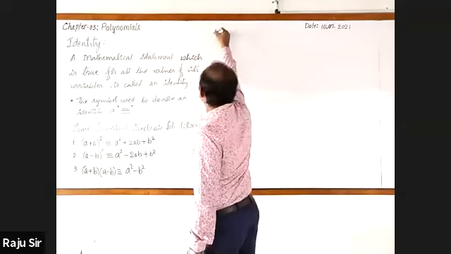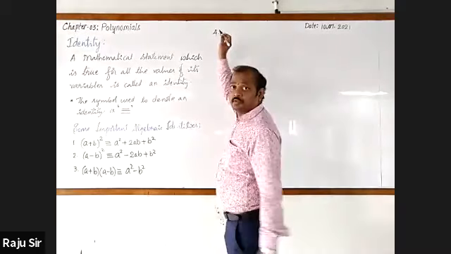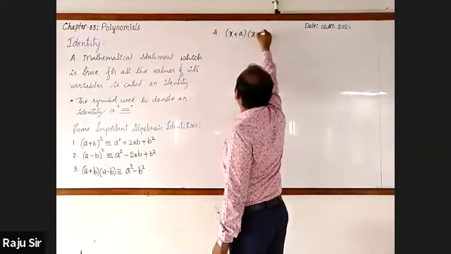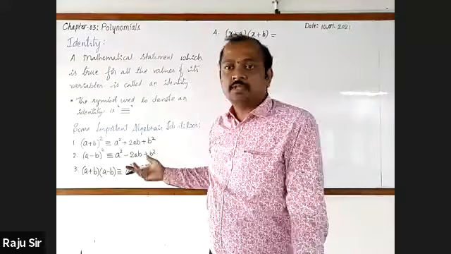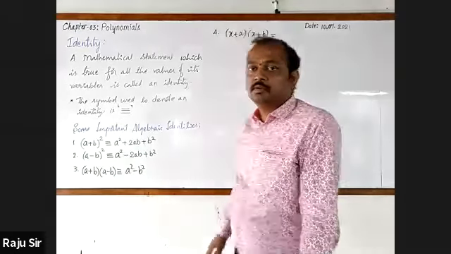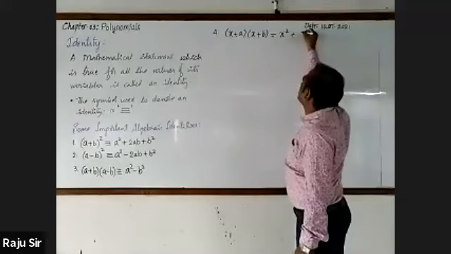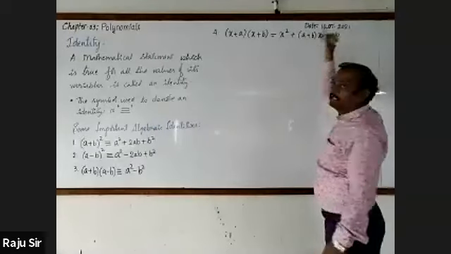Now let me write the fourth identity here. This is (x plus a) into (x plus b), which is x square plus (a plus b) into x plus ab. These are the identities which you have learnt in your previous class, right? In 7th, 8th. Are you writing?